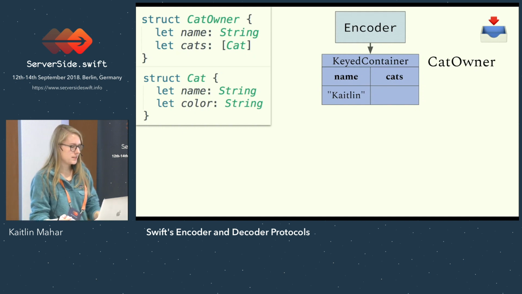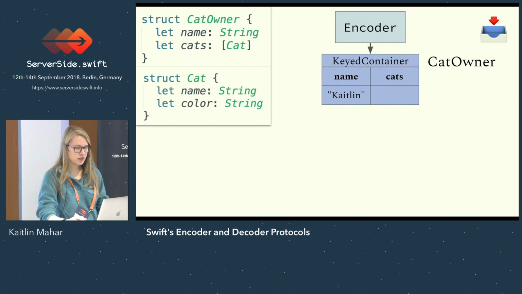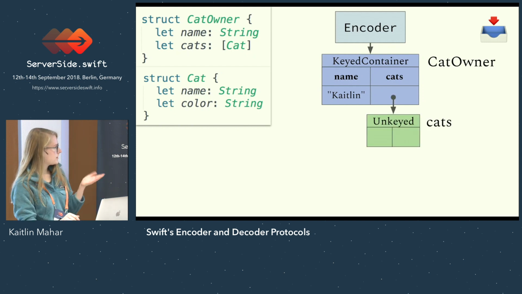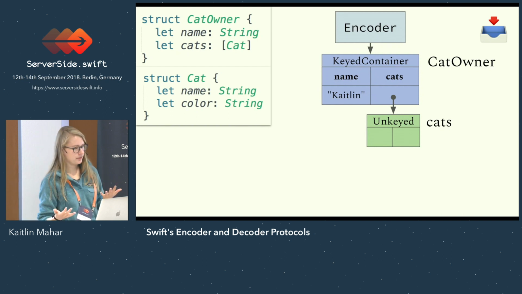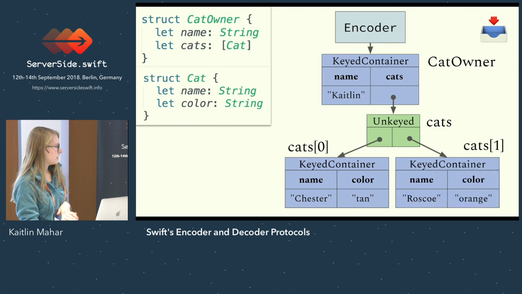So we put the name in, that's easy, but now we need to figure out what to do with cats. Because this is an array, we can't just stick it all in there. So this is a case where we're going to need to use one of those nested containers. We'll use a nested unkeyed container here to represent cats. And then in each of those spots, we're going to need to put a cat. Again, a cat isn't just a single value, so we're going to need more nested containers. This time, we'll create two nested keyed containers to put Chester and Roscoe in.